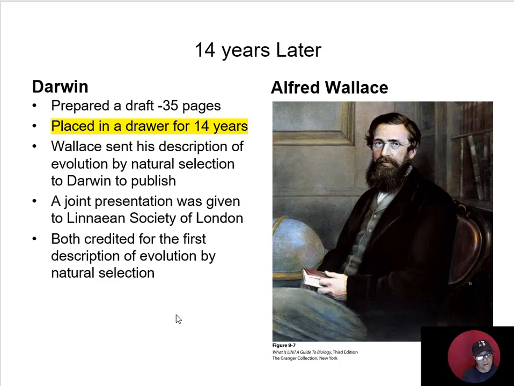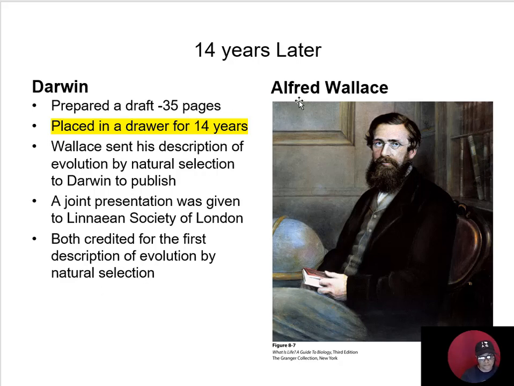But it turns out that Darwin did the right thing. He did a joint presentation to the Linnaean Society of London, and both were credited for the first description of evolution by natural selection. And evolution is the change of allele frequencies in a population over time due to natural selection.